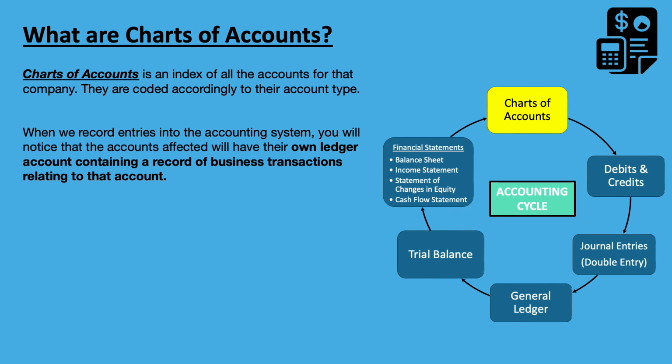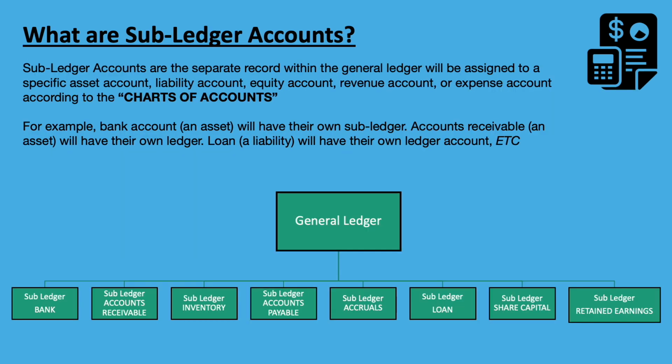Before we talk about double entry bookkeeping, I would like to talk about charts of accounts. Charts of accounts basically is an index of all the accounts for that company. They're coded according to their account type. When we record entries into the accounting system, you will notice that the accounts affected will have their own ledger account containing a record of business transactions relating to that account. These are called subledger accounts.